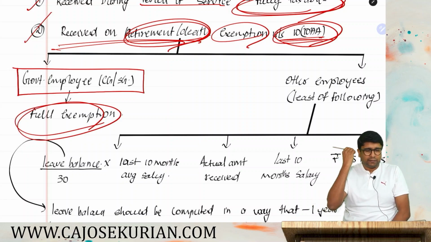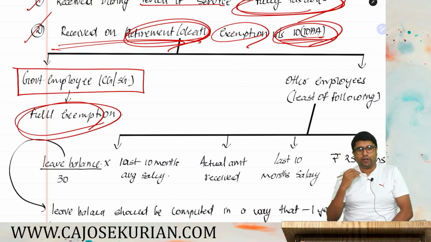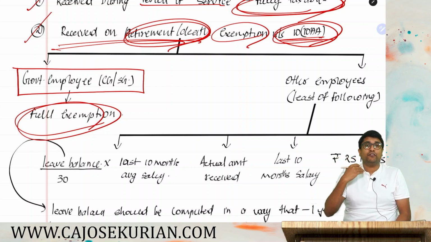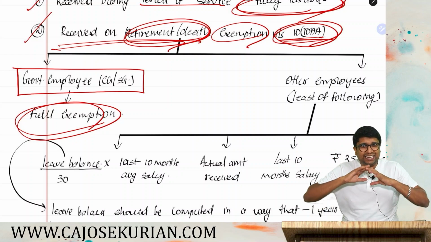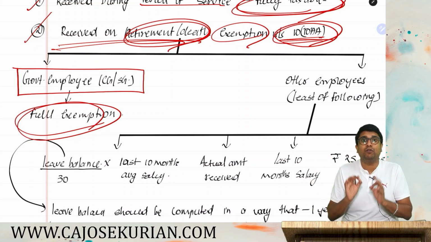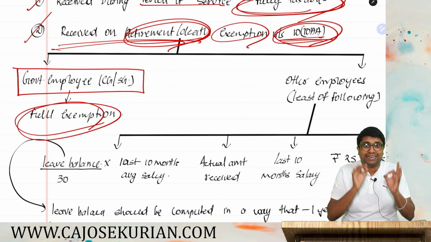So simply it means, friends, you are an employee of either central government or state government and you have encashed your leave balance at the time of your retirement or death, then the entire lump sum amount received by you shall be fully exempted under section 10(10AA).